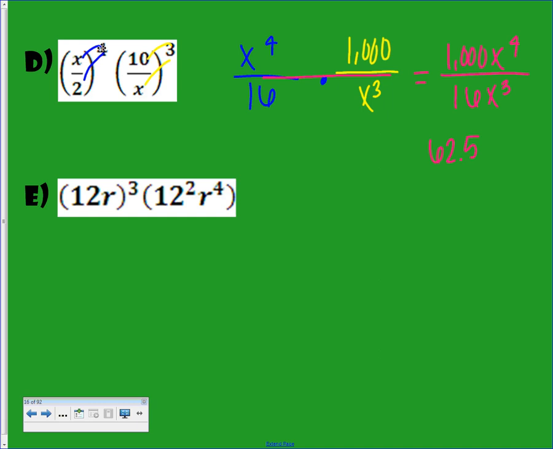And now because I have a variable with a base up here and a base down here, I'm going to subtract, and 4 minus 3 is 1. So my final answer will be 62.5x.